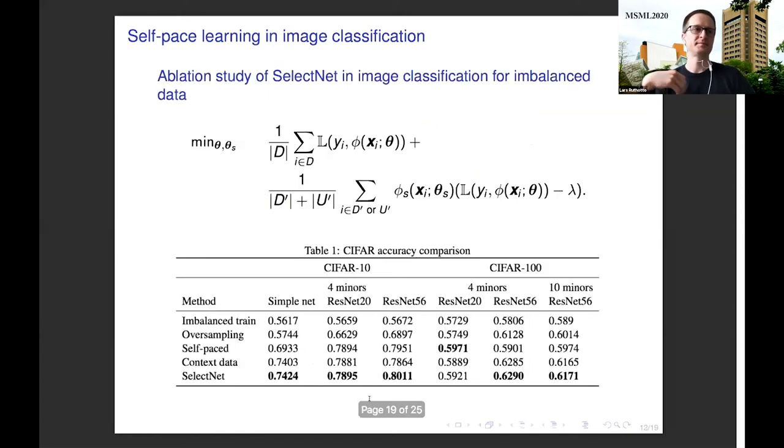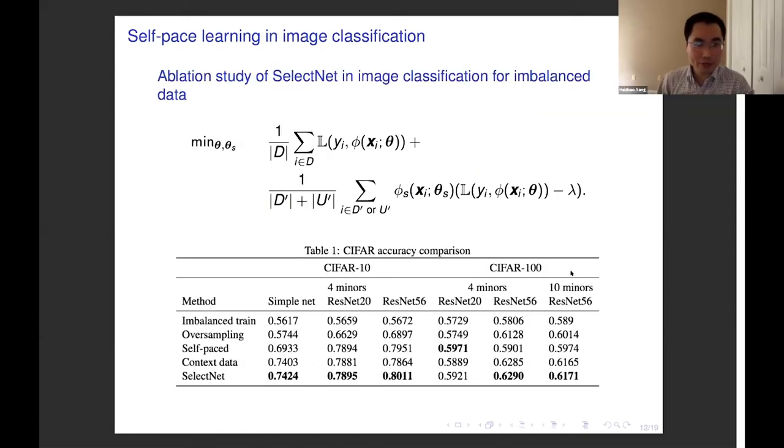Okay, so here is the slide for the ablation study. We compared the original training without the selection net. We also compared some other algorithms like the oversampling algorithm.